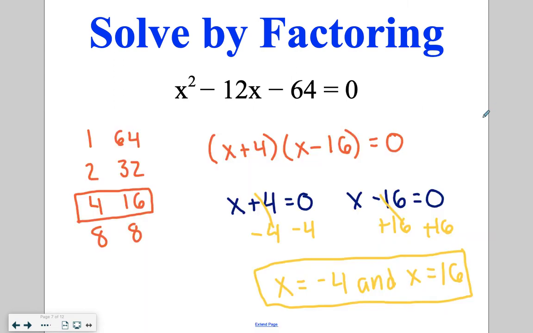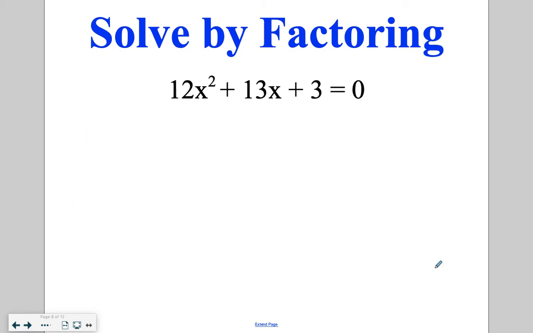So split it up. Your factors are positive 4 and negative 16 for this one, giving you final answers of negative 4 and positive 16. Sometimes we're going to have to use that box method while factoring. That's what happens when you have a number in the front.